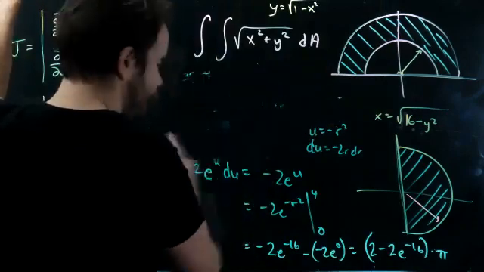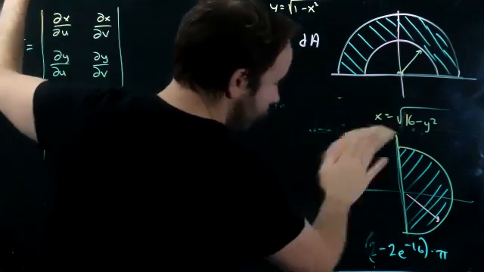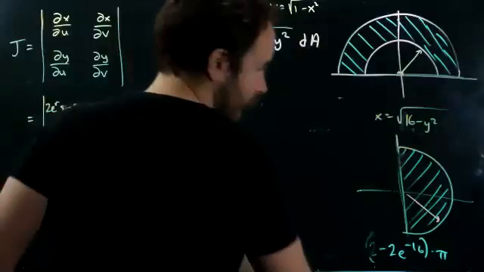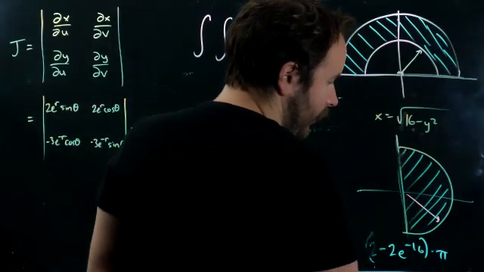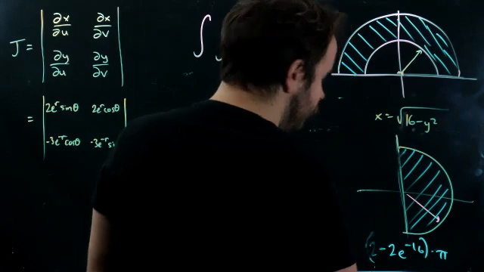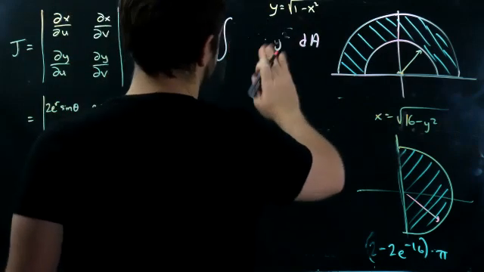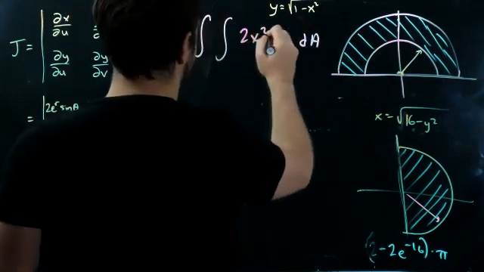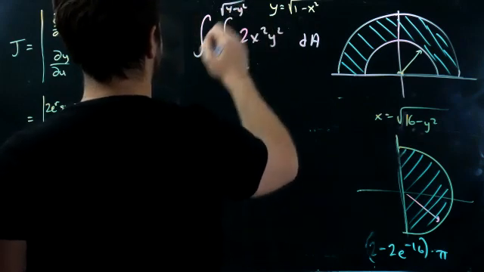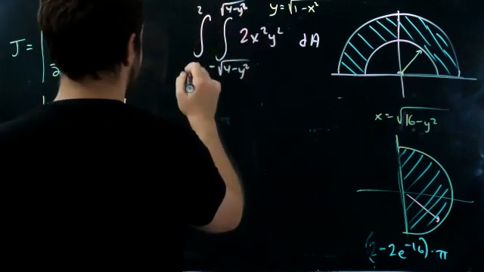All right, 8. I have the integral from 0 to 2, integral from negative square root of 4 minus y squared to positive square root of 4 minus y squared, of 2x squared y squared dx dy. Is that right, Brandon? The bounds on y are 0 to 2. Okay.